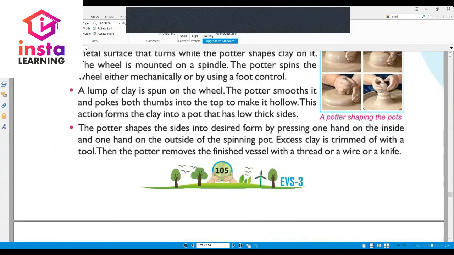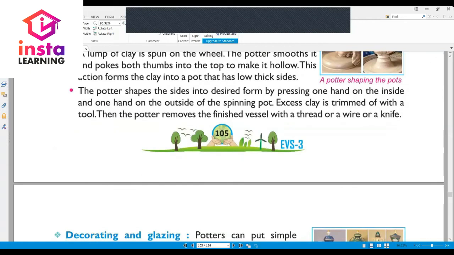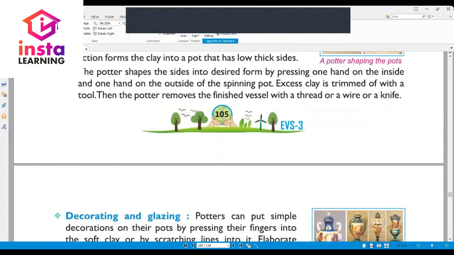The potter spins the wheel either mechanically or by using a foot control. A lump of clay is spun on the wheel. The potter smooths it and pokes both the thumbs onto the top to make it hollow. This action forms the clay into a pot that has low, thick sides. The potter shapes the sides into the desired form by pressing one hand on the inside and one hand on the outside of the spinning pot.